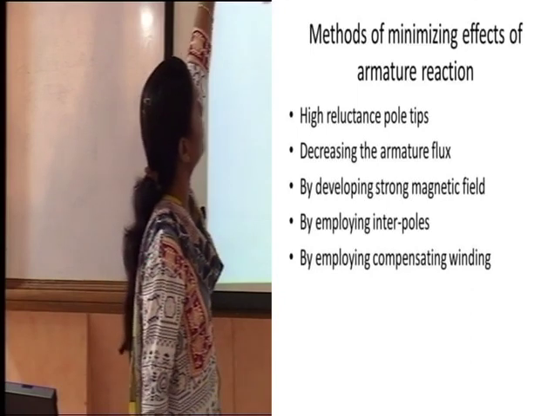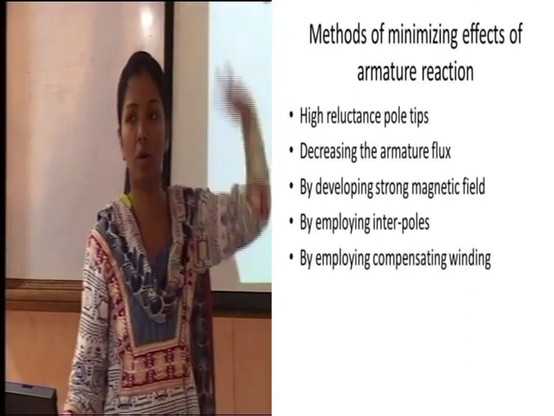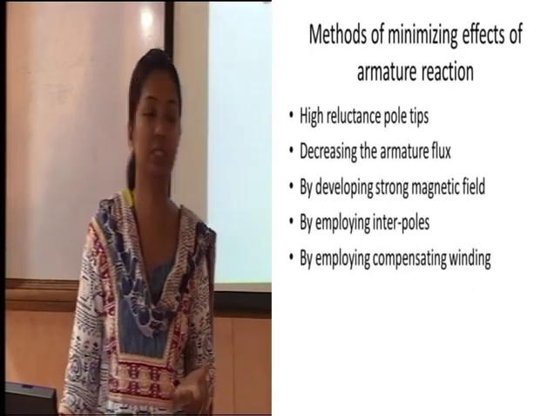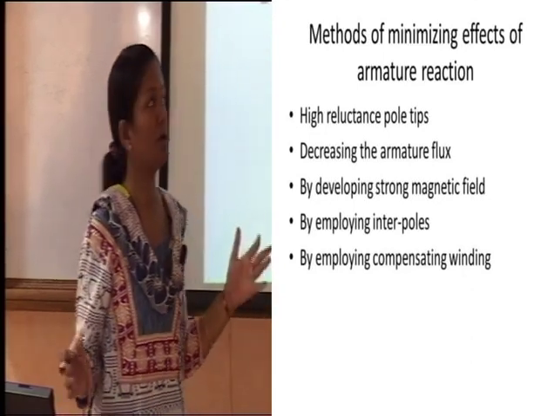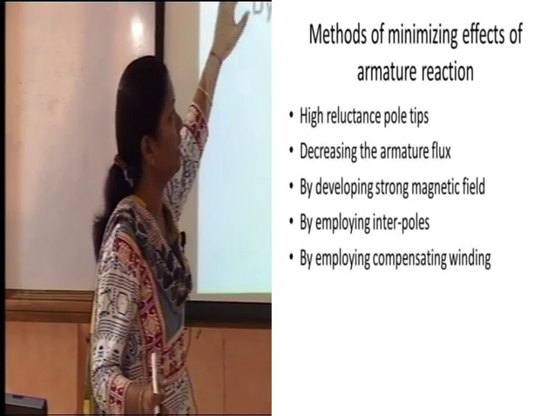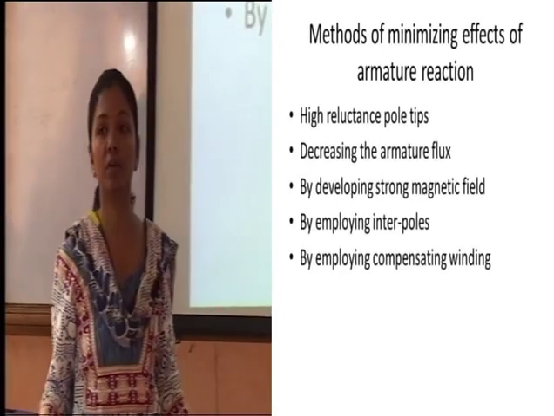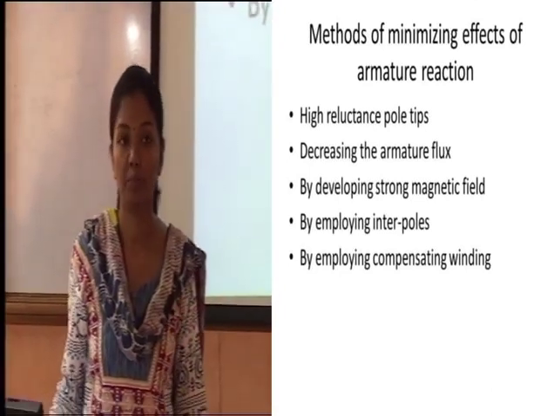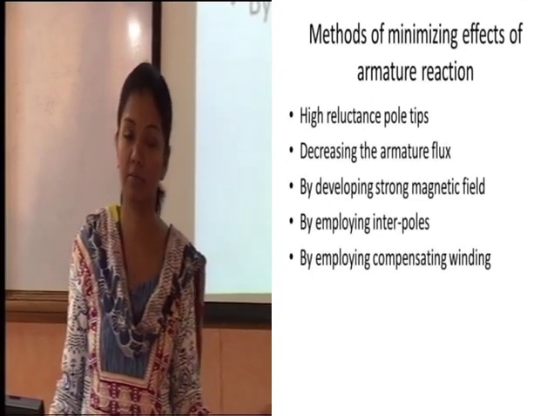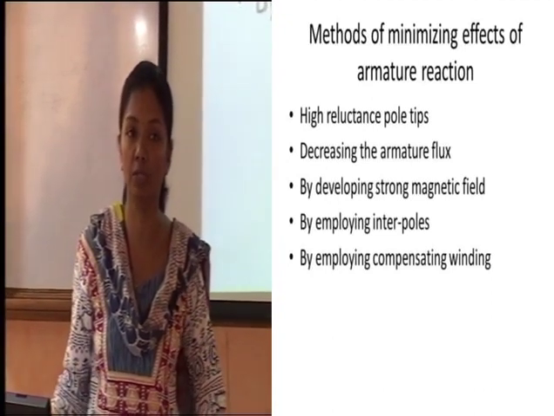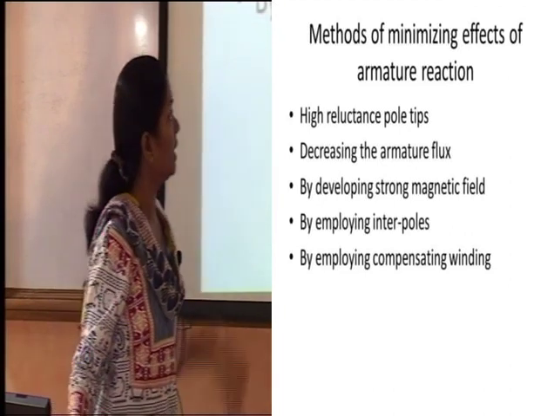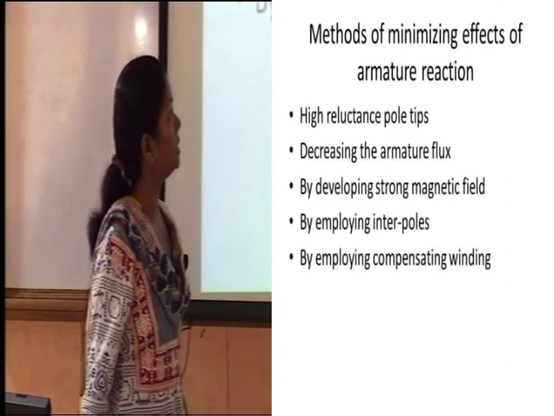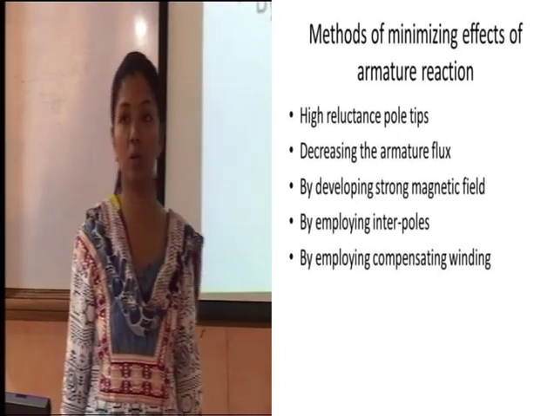So these are the three simple solutions that can be opted for in the smaller as well as the medium sized machines. But when the size of the machine is large, then the earlier solutions may not work, and the effects due to the armature reaction may not be minimized. Then we use these two solutions, that is, by employing the interpoles.